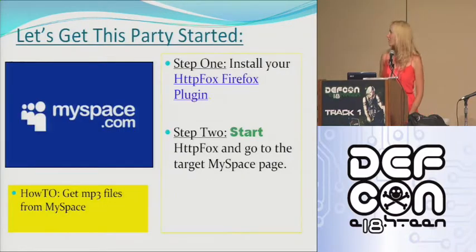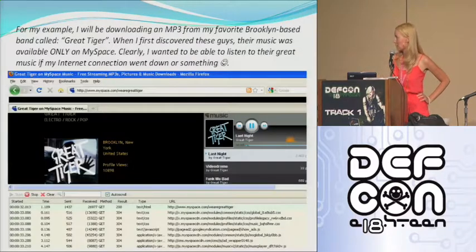Okay, now that we've got the definitions out of the way, let's see how to do this. First, how to get MP3 files from MySpace. The first step is you have to install HTTP Fox, the Firefox plugin. You use Firefox. The next thing you're going to do is start HTTP Fox, and then browse to your MySpace page. For my example, this band gave me consent to use their stuff. It's a local Brooklyn band, not that well known, so they're more than happy to give me consent to have more publicity for their music.